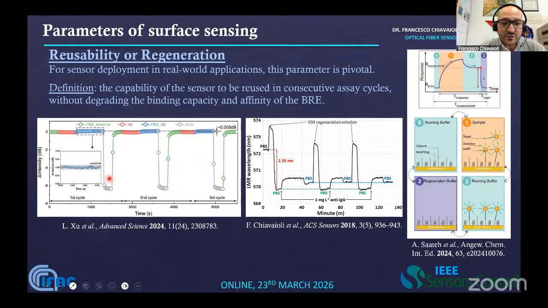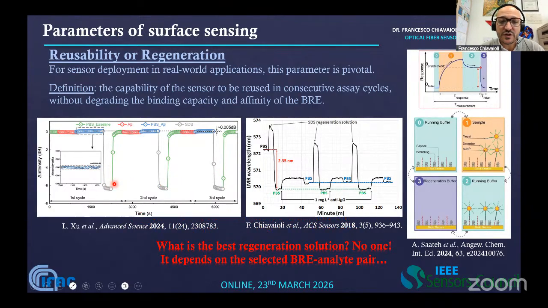This regeneration, so this unbinding of the analyte from the bioreceptor, in this case was provided by using a solution of sodium dodecyl sulfate. But there are different types of regeneration molecules, like urea, or changing the pH. There are different options. So if the question is, what is the best regeneration solution? There isn't one, because we have to tailor and test which is the best regeneration solution depending on the assay and the analyte we want to detect.